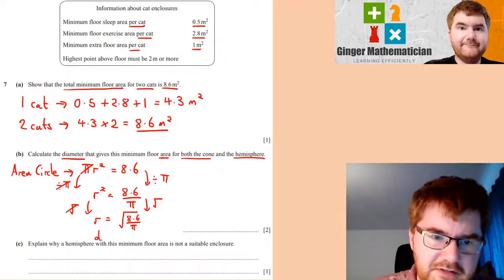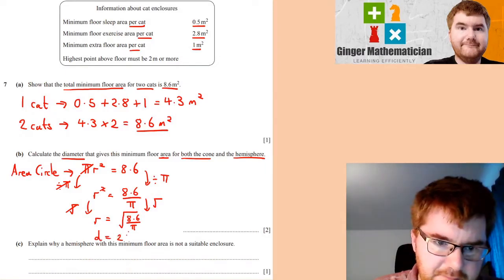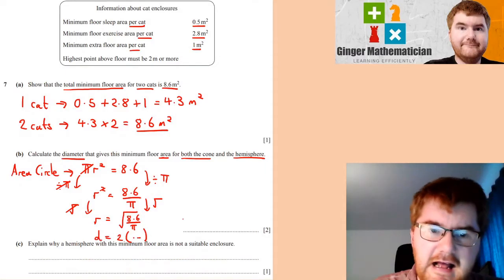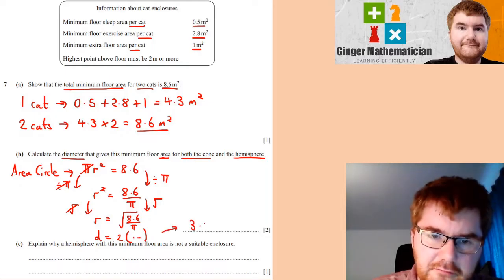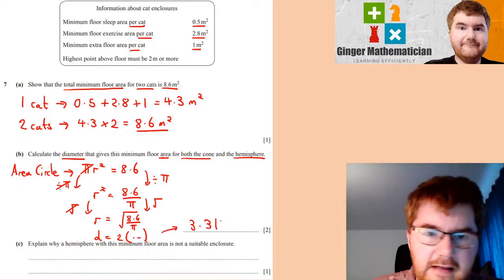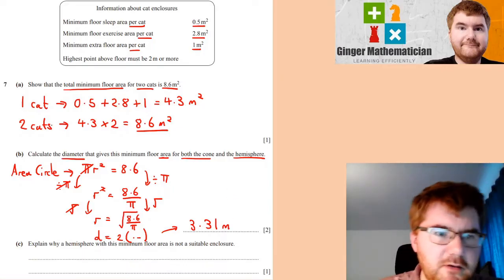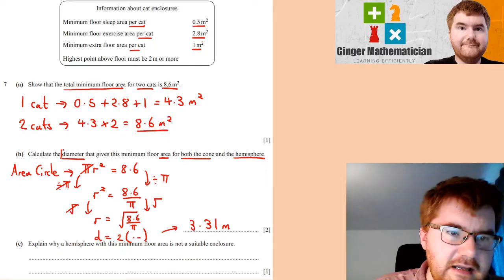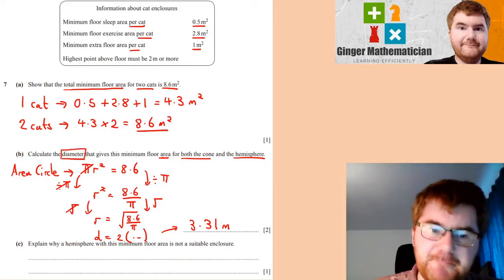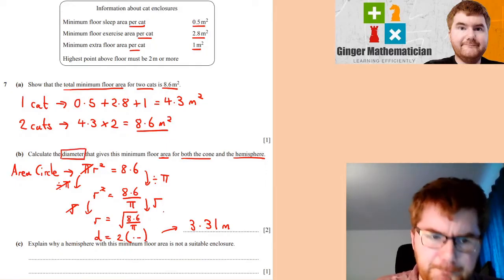So we actually want the diameter. So we want 2 lots of this. Put dot, dot, dot. And remember the calculator gave us 3.31. And that's going to be in meters. So one of the key things to watch out about the question, we want the diameter here for the question, not the radius. So that's why we times by 2.